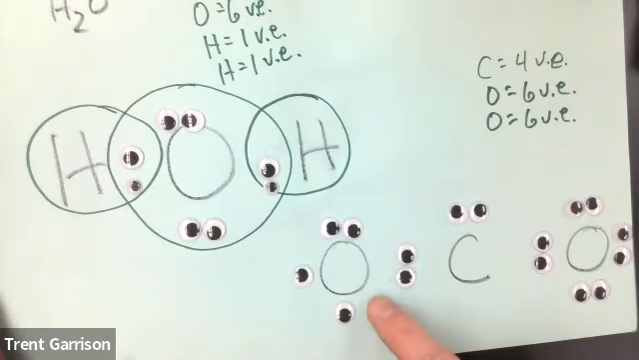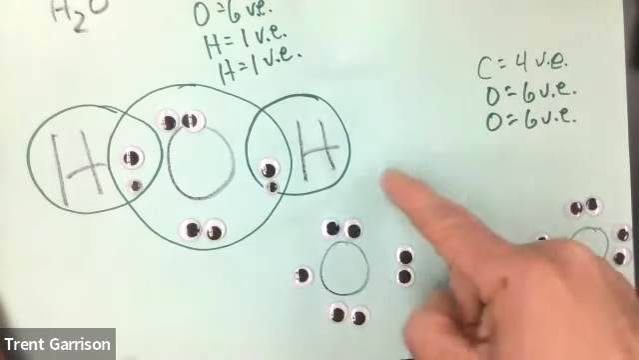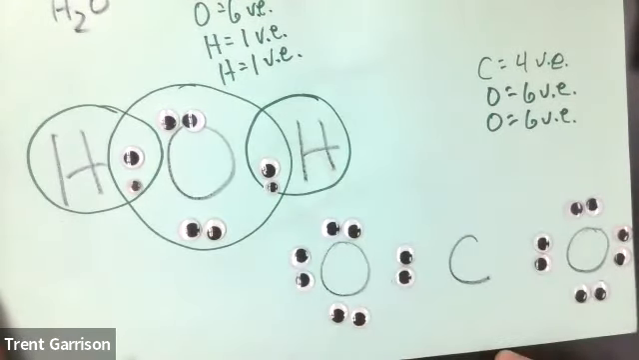But this oxygen over here does not yet have a stable octet. So I can move this one over here. I can move this one over here. Now this oxygen has a stable octet. But what do you notice about this carbon? It does not have a stable octet.